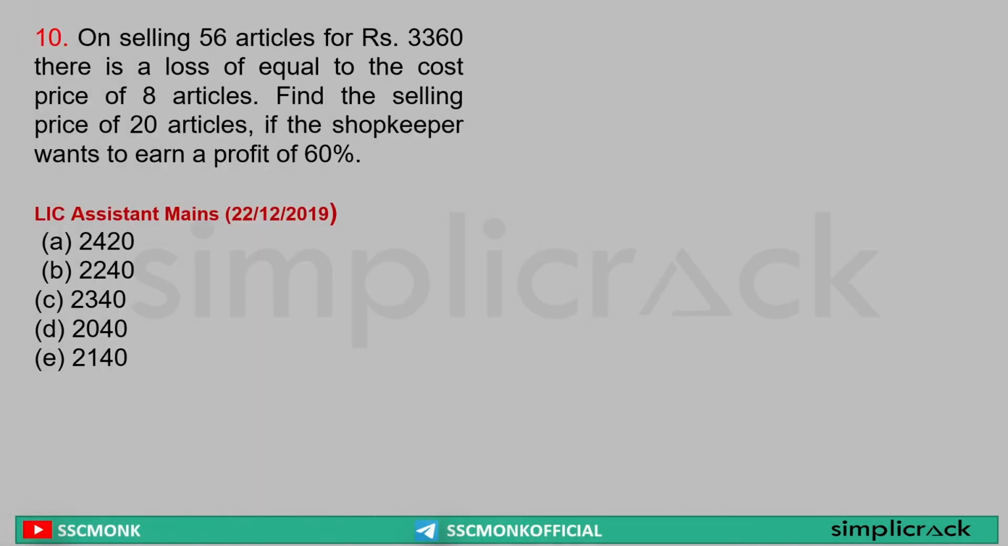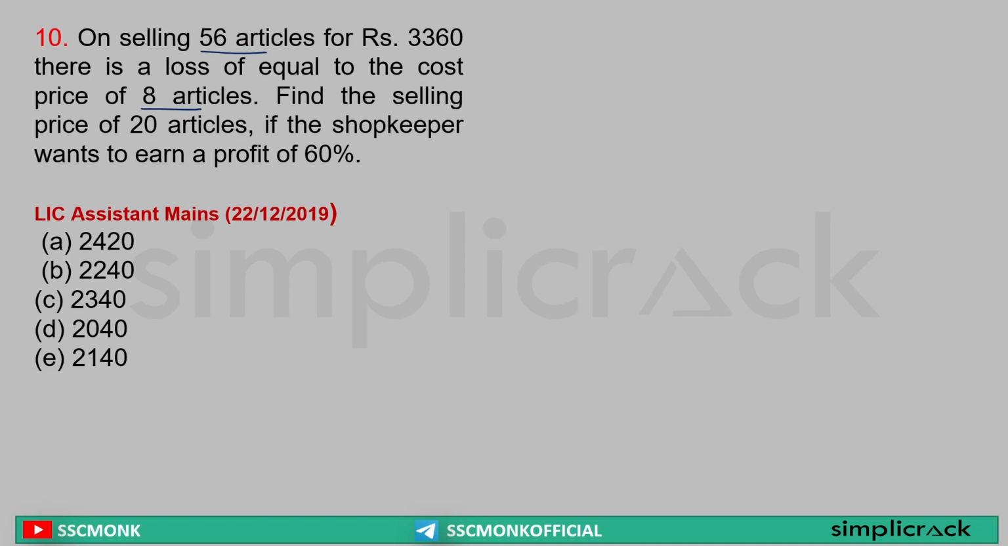On selling 56 articles for 3360, there is a loss equal to the cost price of 8 articles. Find the selling price of 20 articles if the shopkeeper wants to earn a profit of 60%. Yes or no? Yes. Now, it is saying when I am selling 56 articles, I am losing the amount which is equal to the cost price of 8 articles.